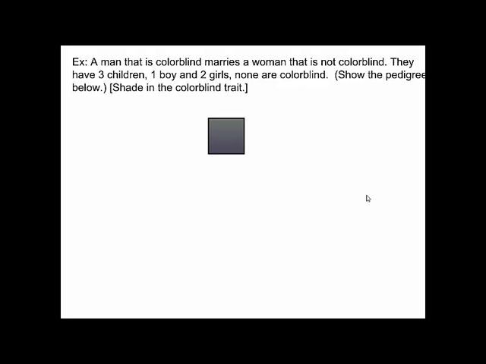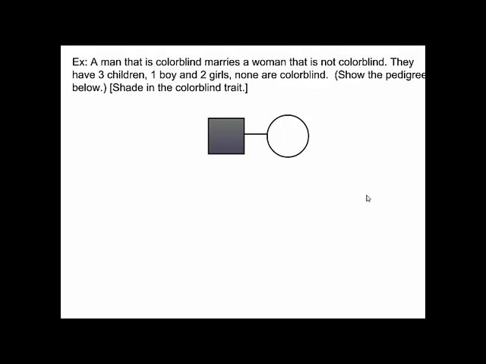He marries a woman that's not colorblind. So she's going to be a circle that's not colored in because she doesn't have that trait. And pedigrees only show phenotypes, what they look like, the physical appearance, not the genetic makeup. So we do a line across as our mating pair.